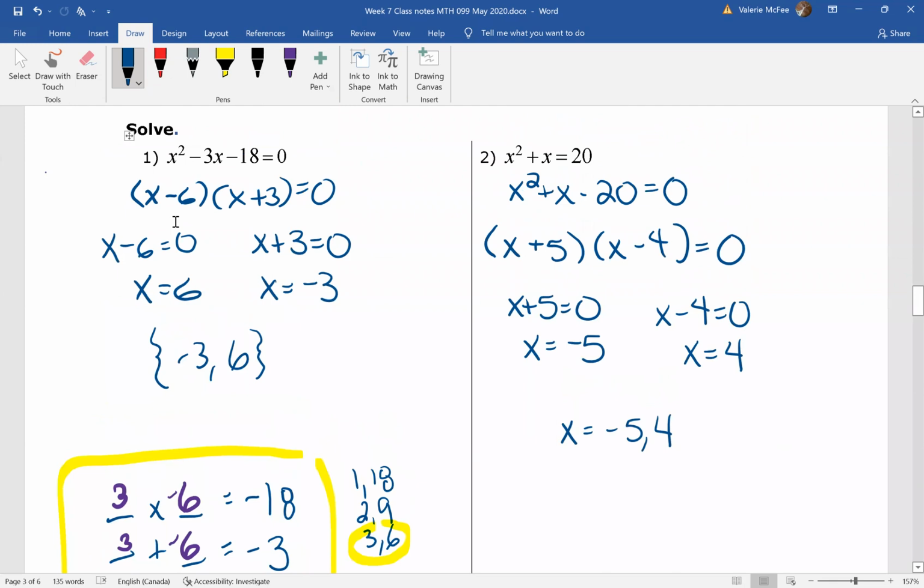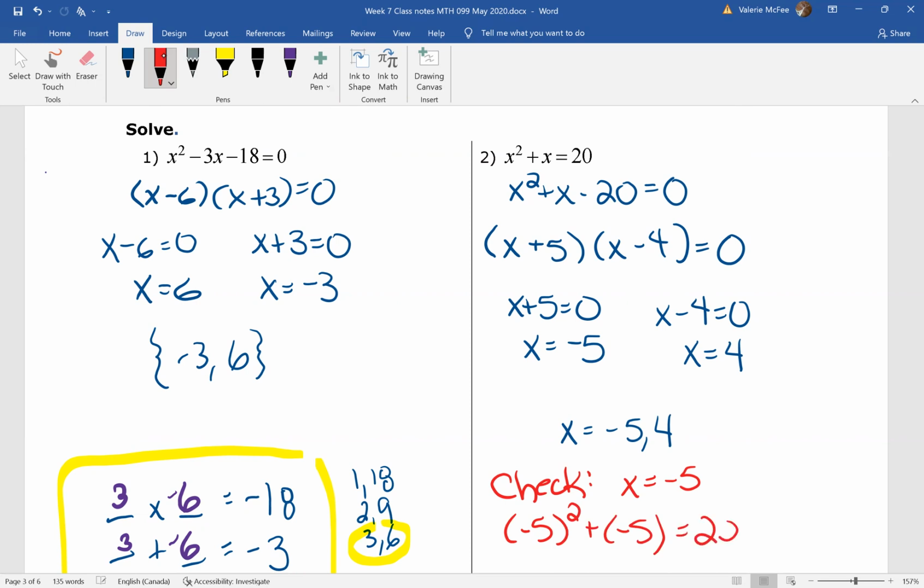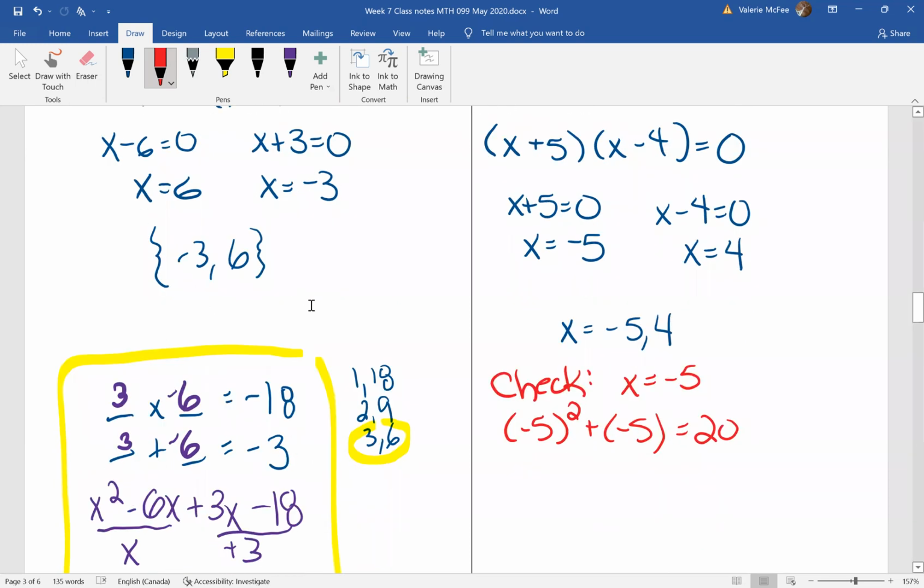Oh, I should say something about this. You can always check your answers using substitution, just like we did for linear equations. If we check, let's say x equals -5, we would have -5 all squared plus -5 equals 20. So -5 all squared is +25 minus 5 equals 20. Yes, we know we're correct. So when you're solving equations for a final exam or for a test, you should always know in advance whether you solved correctly. Solve, then check your answers.